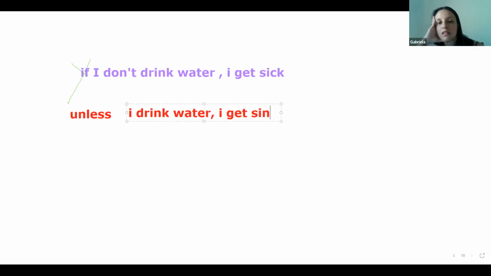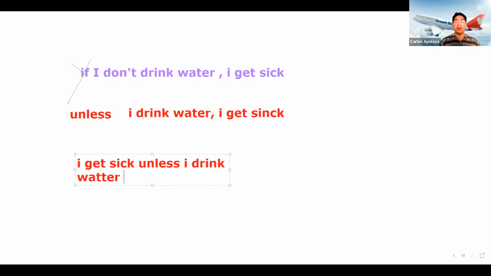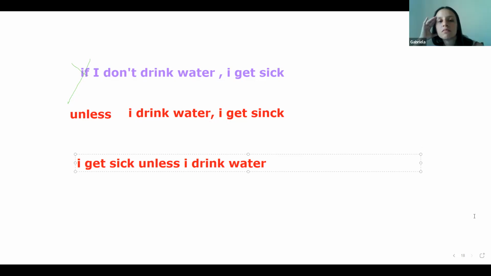Ya, ahora lo invierto para ver si puedo entender mejor. I get sick unless I drink water. ¿Qué dice allí? Yo me enfermo, a menos que tome agua. Que si tomo agua no me enfermo. ¿Se entiende o no? Me enfermo a menos que tome agua. Ah, si tomo agua no me enfermo. ¿Se entendió? Sí. Otro ejemplito.